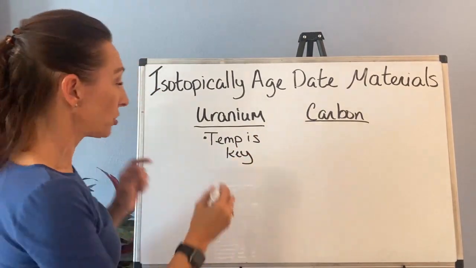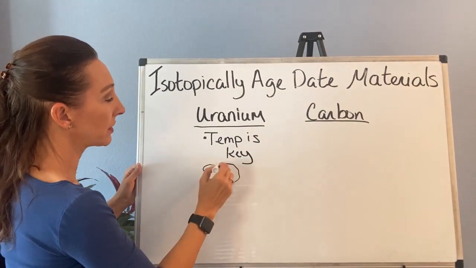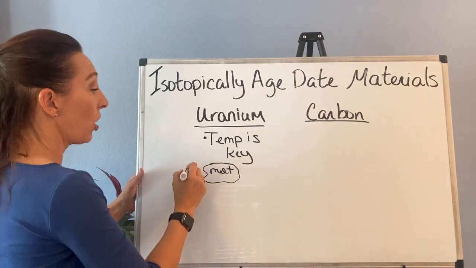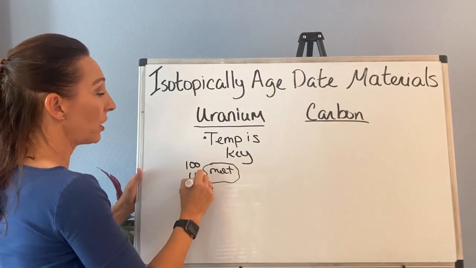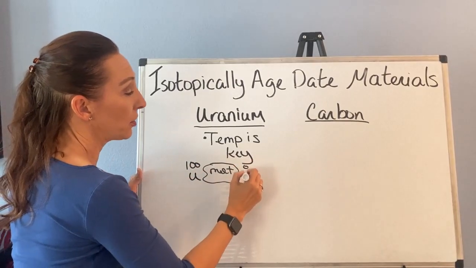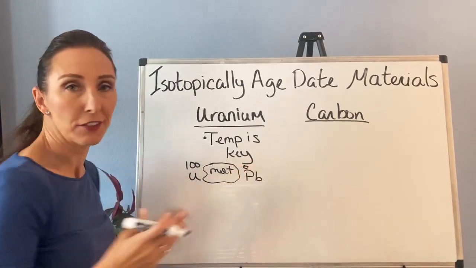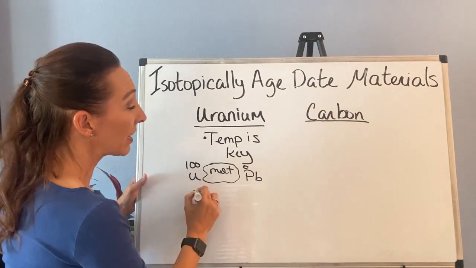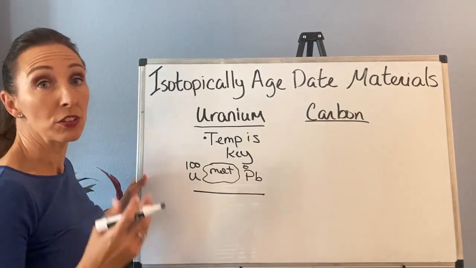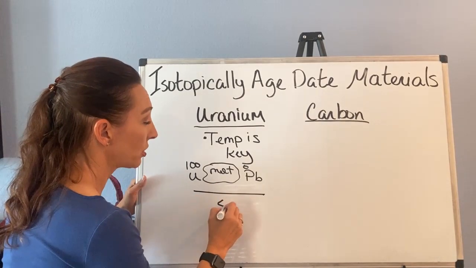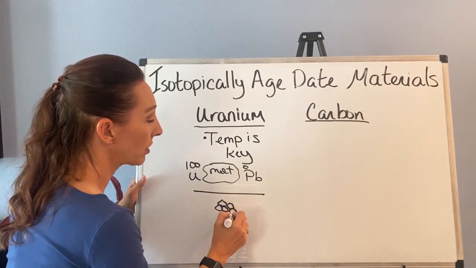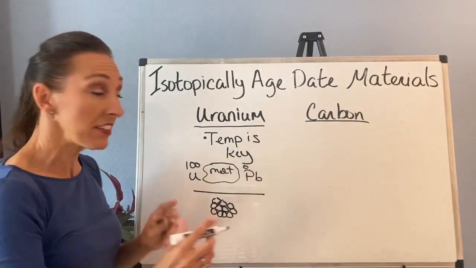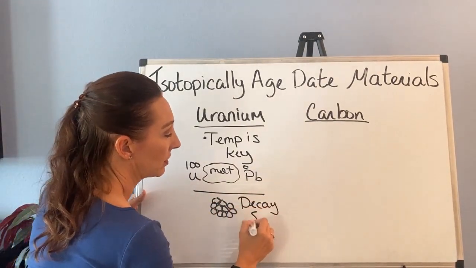And so you can picture a molten material. So this is a melt. And that melt is going to have all uranium, so 100 uranium, and 0 lead. Pb is our symbol for lead. And so it's going to start that decay once you hit a certain temperature. So you're going to turn this into a rock. Those minerals are going to hit a certain temperature, and then the decay starts.